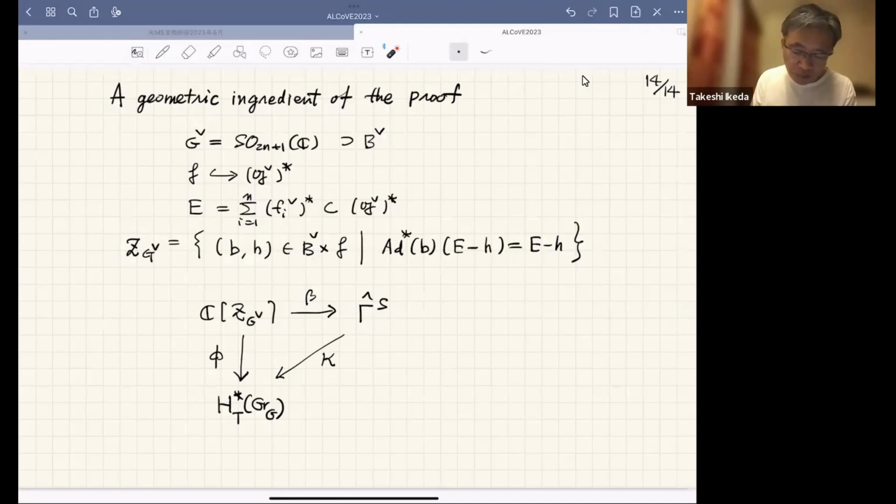Then we get this kind of commutative diagram. Here we have a ring of special functions, and we can make a natural map from here to here and also here to here. All of the maps are naturally compatible with the affine Weyl group action. Then we manage to prove this theorem. So I think that's it. Thank you very much.